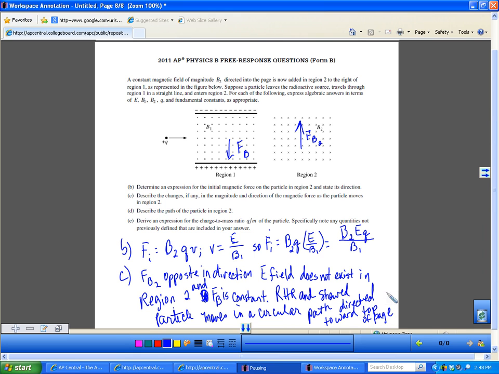And so I think I might have answered part D at the same time I answered part C. You could draw a picture if you wanted. Moving something like that, because there's the force directed inward. Okay, and then part E said develop an expression for the charge-to-mass ratio, Q over M, of the particle. Specifically note any quantities not previously defined that are included in your answer.